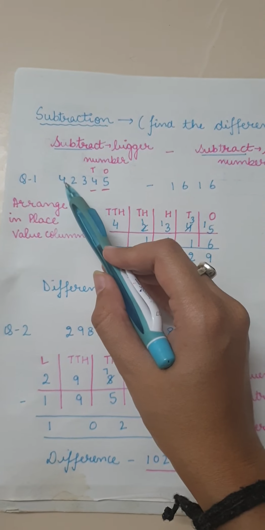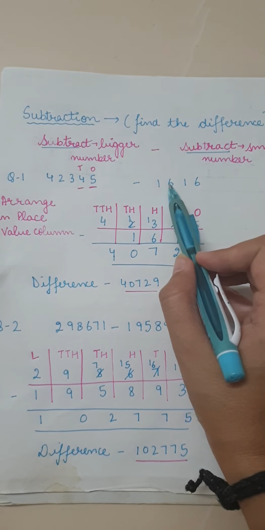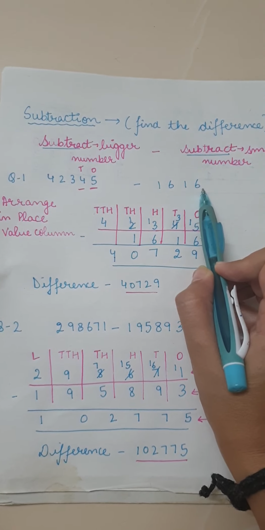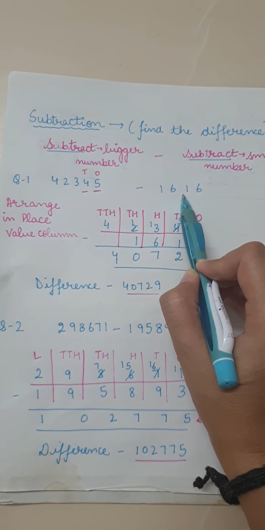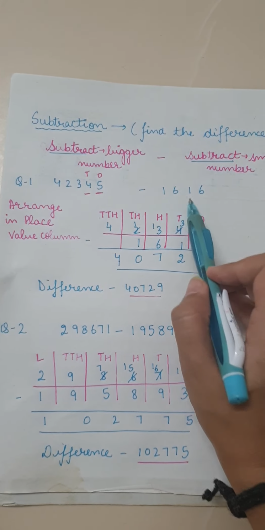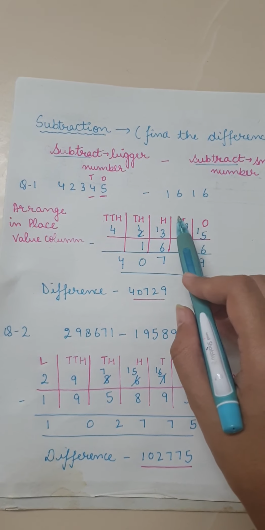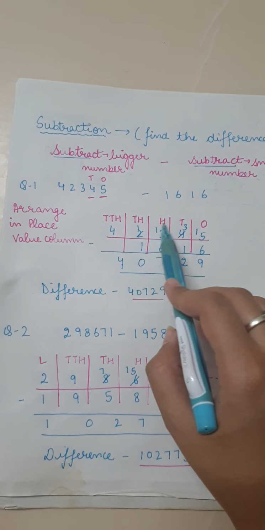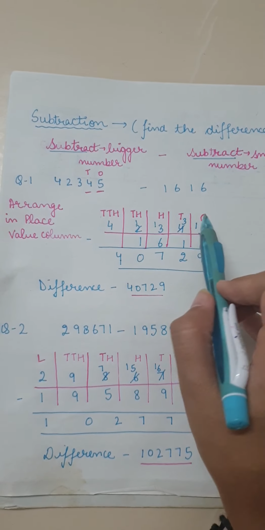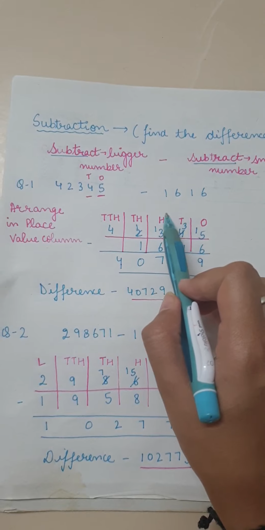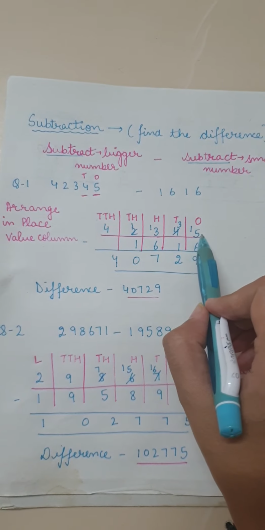In this question, we take the digits 4, 2, 3, 4, 5 and we need to subtract 1, 6, 1, 6 from it. We see that the bigger number comes first and it is followed by a smaller number. First of all, we are going to arrange these digits in the place value column. For that, we are going to make the place value chart. This place value chart will depend upon the number of digits that are given in the question. First, we will put the place value chart like ones, tens, 100, 1000, 10,000 and then we will put these digits in the place value column.